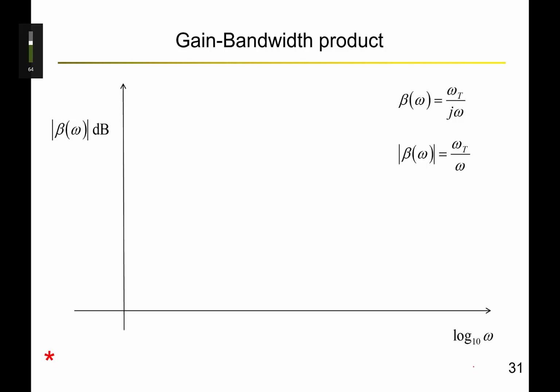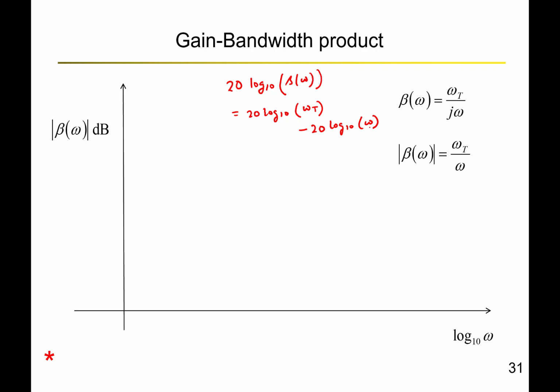Let us try to plot the short circuit current gain as a function of frequency. On the x-axis again we have log 10 of omega. So when we plot the short circuit current gain in dB scale, we write 20 log 10 of beta of omega, which can basically be written as 20 log 10 of omega t, which is a constant, minus 20 log 10 of omega, which creates a negative slope like this, where the slope of this line is 20 dB per decade.